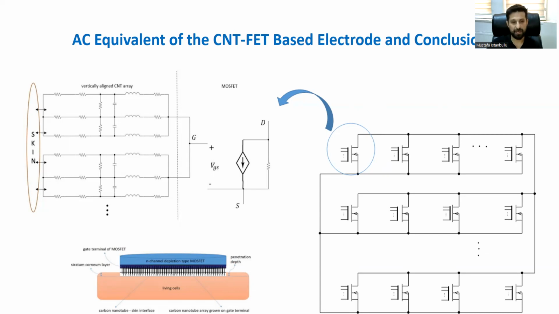Here, the left-hand side figure shows the AC equivalent of the electrode containing both carbon nanotubes and the MOSFET transistor parts. By the way, this is just the equivalent of the 1 micro dimension electrode, but here we have an electrode array, a microelectrode array, as seen in the right-hand side figure. The drain and source terminals of all the transistors in this electrode model are electrically connected, as you see. Thereby, biopotential signals from different regions of the skin surface are accumulated.